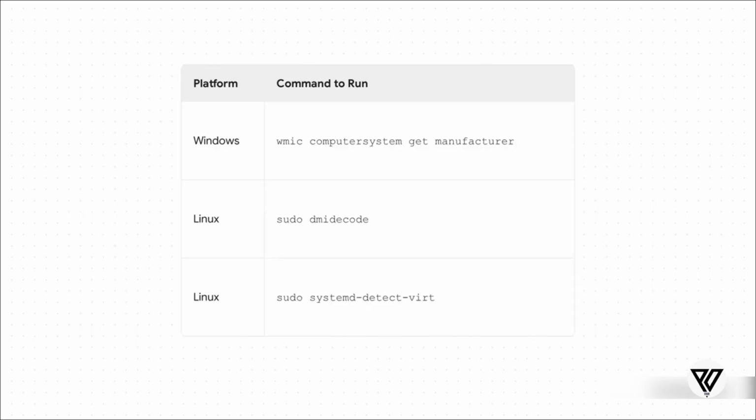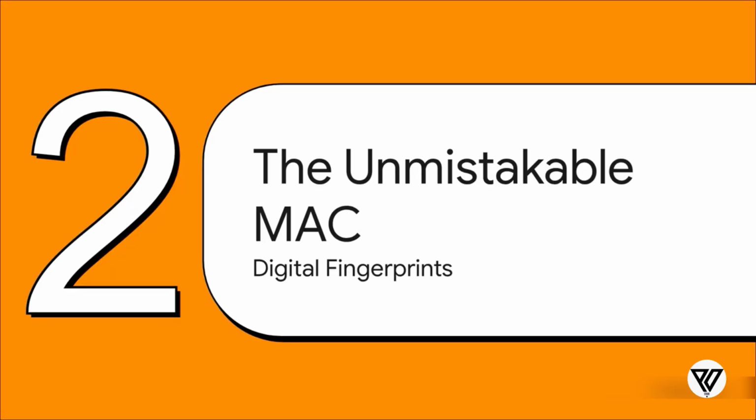Okay, so how do you actually get this info? It's super easy. For your Windows folks, a quick wmic command will do the trick. And if you're on Linux, dmidecode or systemd-detect-virt will spill all the secrets. Just pop one of those into your terminal, and boom, you might have your answer right then and there. But what if the manufacturer name is super generic or doesn't tell you anything? Okay, no problem. We just need to dig a little deeper for stronger evidence.